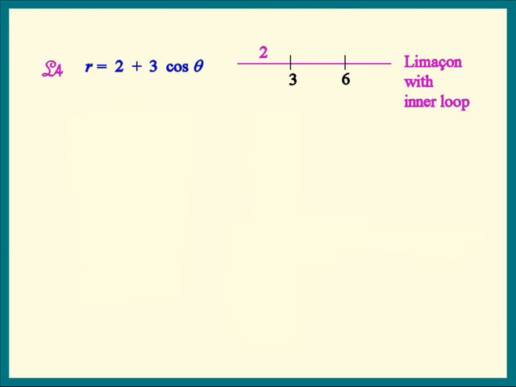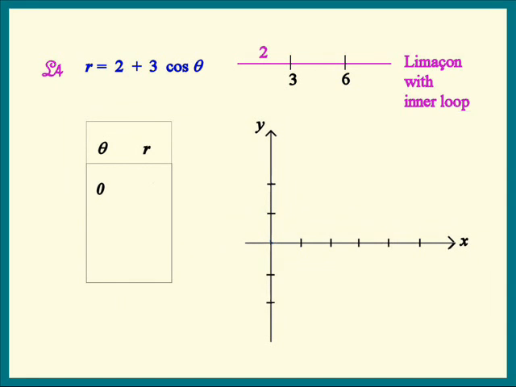Okay, last one. Let's not worry about the inner loop. Do the same thing, plug in theta values. When theta is 0, cosine 0 is 1, r is 2 plus 3, we get 5. There's that point. When theta is pi over 2, cosine of that is 0, r is 2. There's that point.